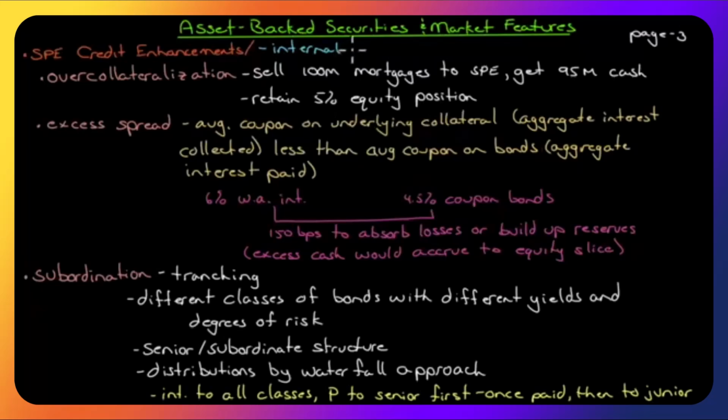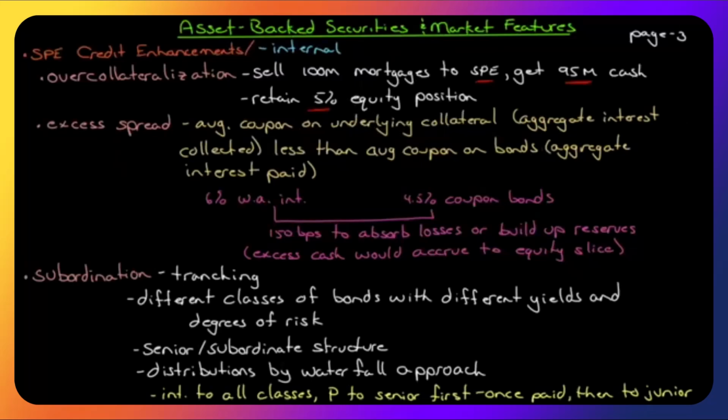3 internal types of credit enhancement. First one is called over-collateralization. So an originator will sell $100 million of mortgages to an SPE, but agree to receive $95 million in return. So there's $95 million in bonds outstanding against a pool of mortgages of $100 million, and the bank or the originator would retain a 5% equity position in the SPE.